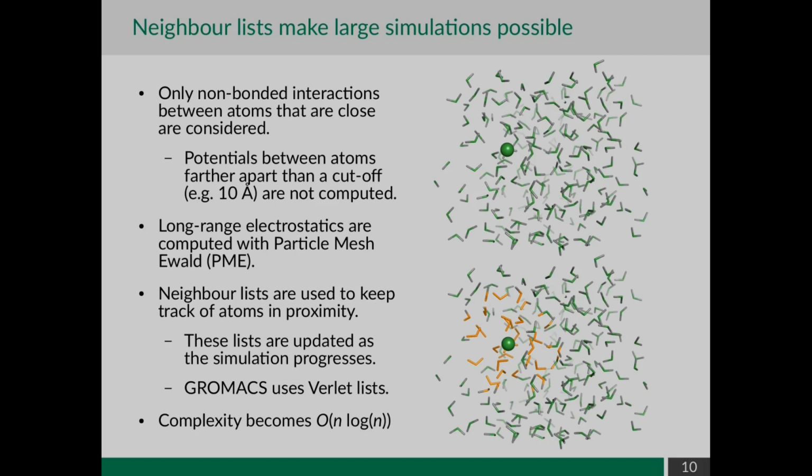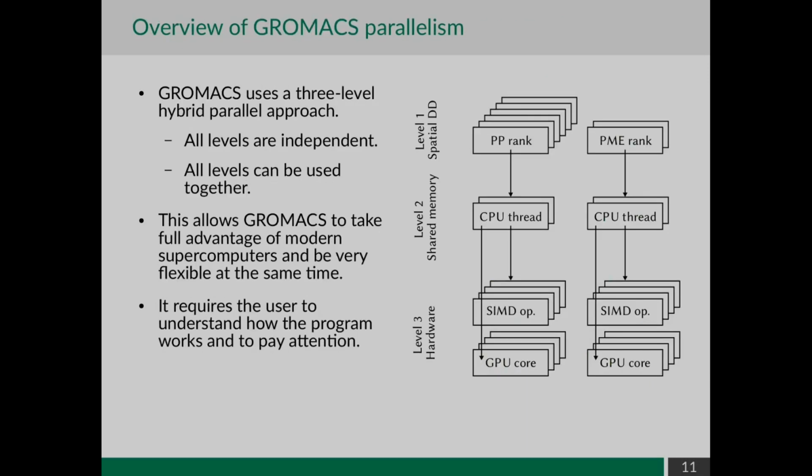Internally, Gromacs uses what we call neighbor lists to keep track of the atoms that are in proximity. These lists are updated as the simulation progresses. And Gromacs uses what we call Verlet lists. So if you ever see that name in the documentation, you will know what it's about. Thanks to neighbor lists, the complexity goes from quadratic to a function of n log n, where n is the number of atoms in the system.